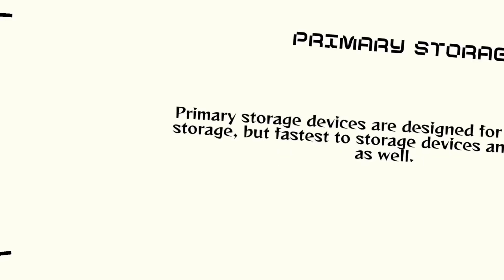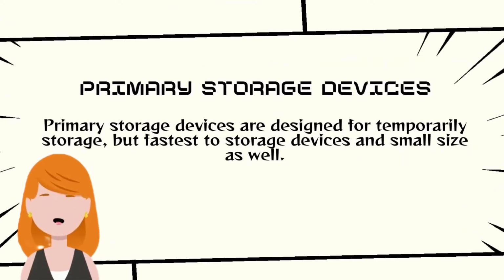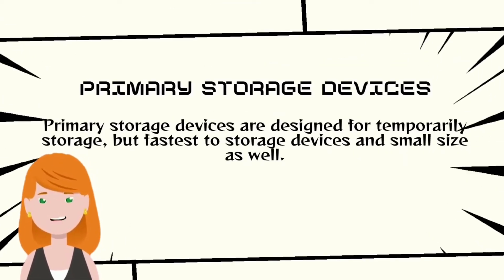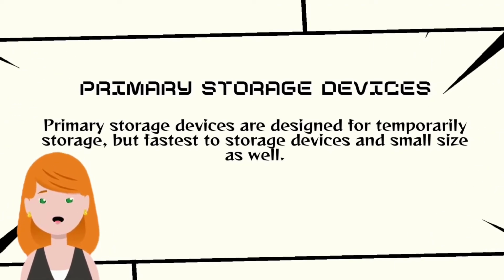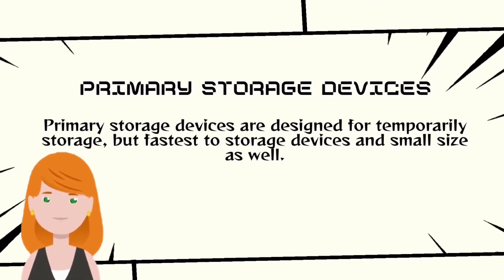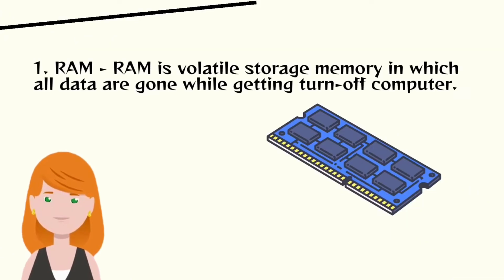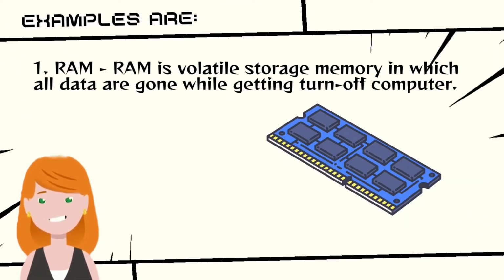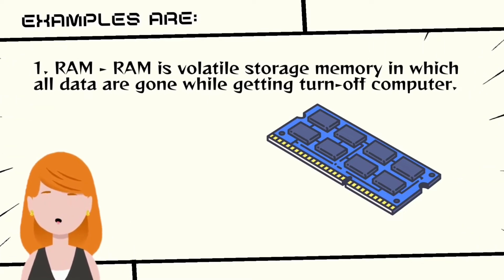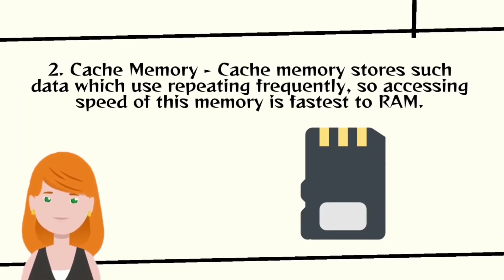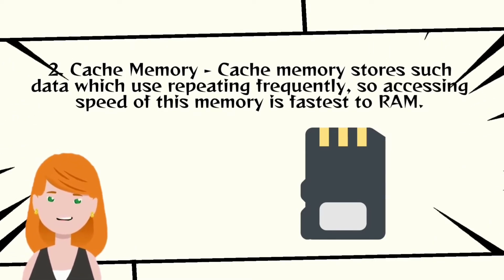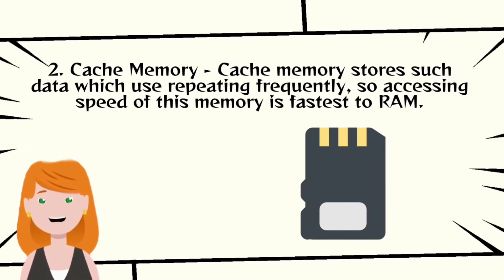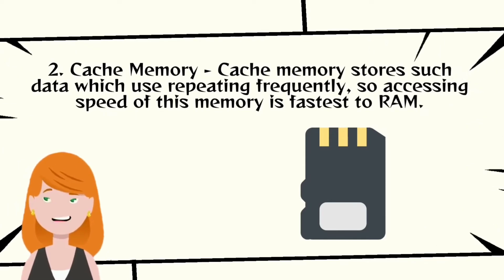Primary storage devices are designed for temporary storage, but they are the fastest storage devices and small in size as well. Examples are RAM. RAM is volatile storage memory in which all data is gone when the computer is turned off. Next, we have cache memory. Cache memory stores data which is repeated frequently, so its access speed is faster than RAM.